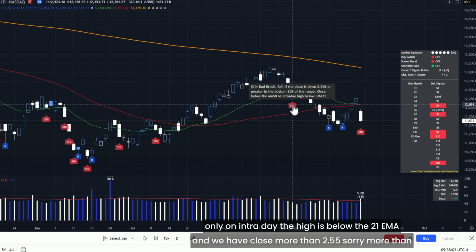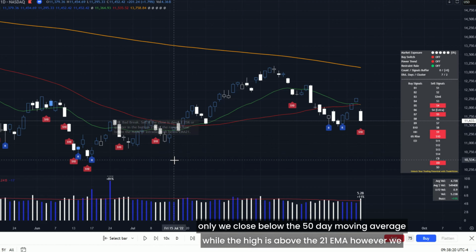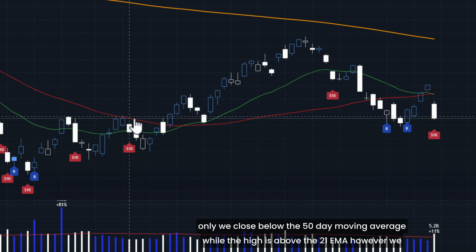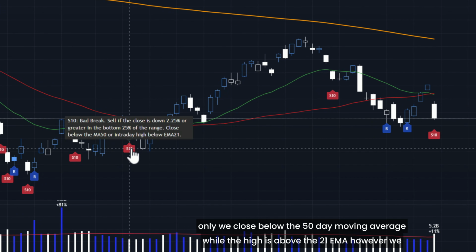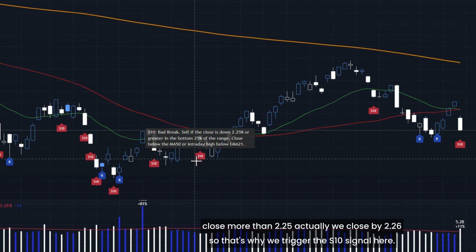Here we have the case where only on intraday the high is below the 21 EMA, and we have closed more than 2.25. Actually, we closed 2.55 on that day. That's why we trigger an S10. And here is one case where we only close below the 50-day moving average while the high is above the 21 EMA. However, we close more than 2.25. Actually, we close by 2.26. So that's why we trigger the S10 signal here.